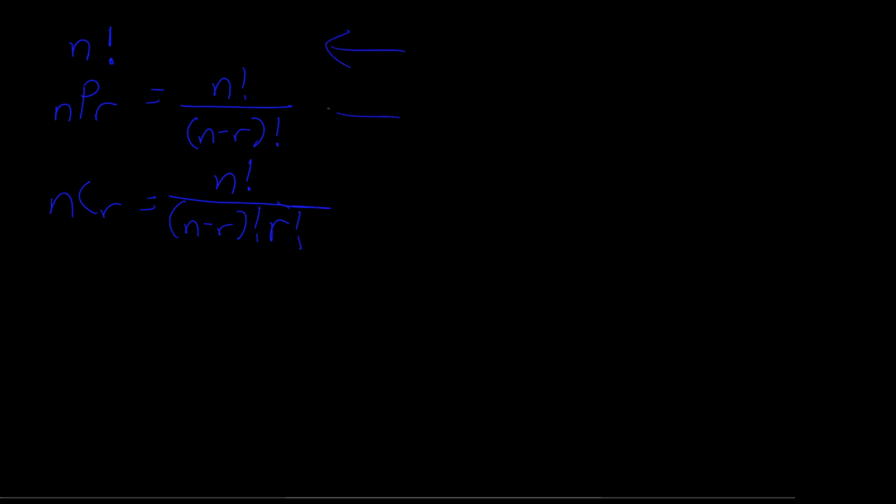We also need to be able to take n permutations r, which we have a formula for, which is n factorial over n minus r factorial. And then n combinations r, which is n factorial over n minus r factorial, dividing out r factorial. And so these are the three functions we're going to do in Excel.